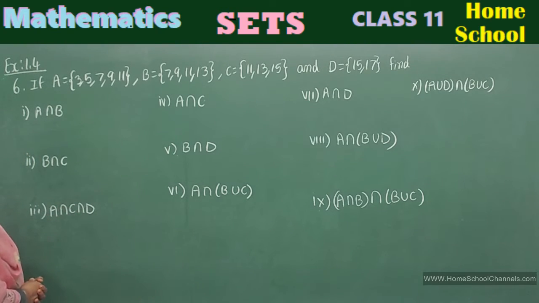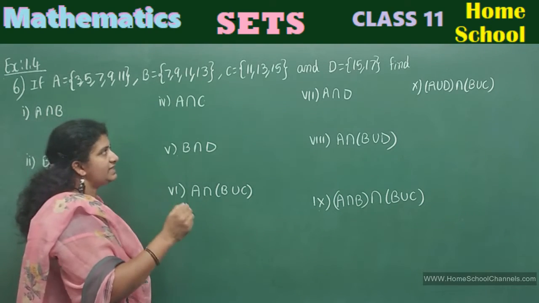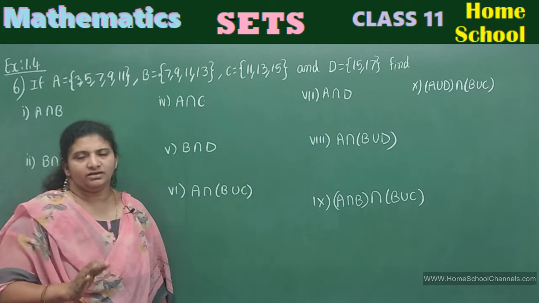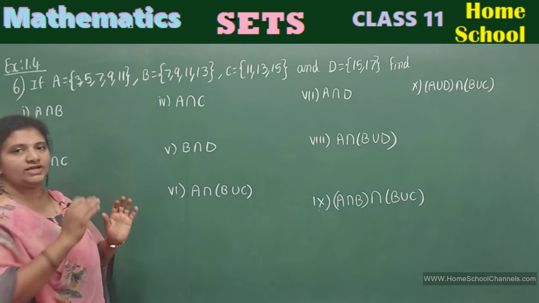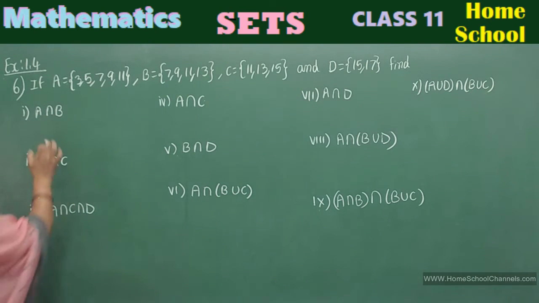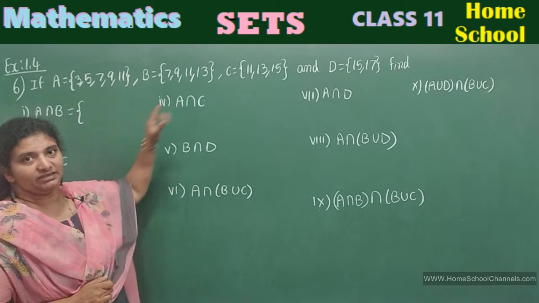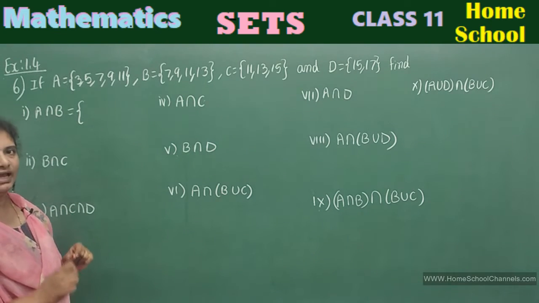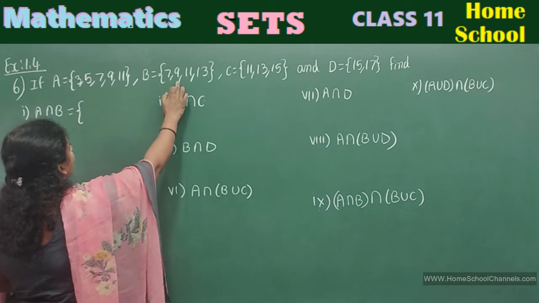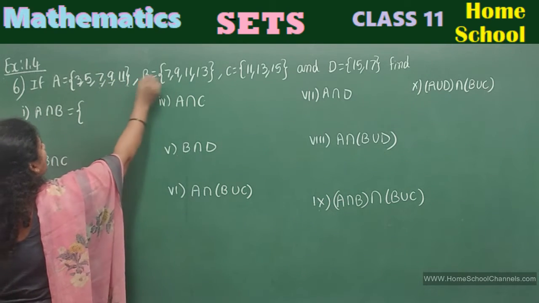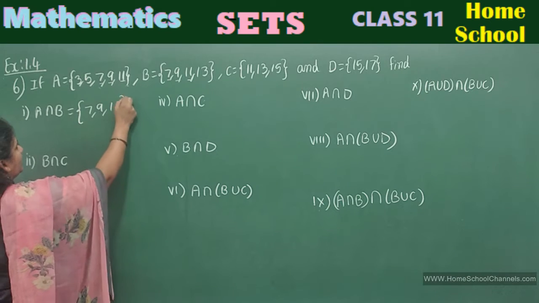Sixth main. If A is equal to 3, 5, 7, 9, 11, B is equal to 7, 9, 11, 13, C is equal to 11, 13, 15, D is equal to 15, 17. These are all the elements in the given 4 sets. There are many questions, so directly we can answer all of them. Observe carefully. First one, A intersection B, A set and B set. What is the symbol you have here? Intersection. Intersection means only common elements. Observe 3, 5, 7, 9, 11 and 7, 9, 11. These three are common in both the sets. So only write common elements: 7, 9, 11.